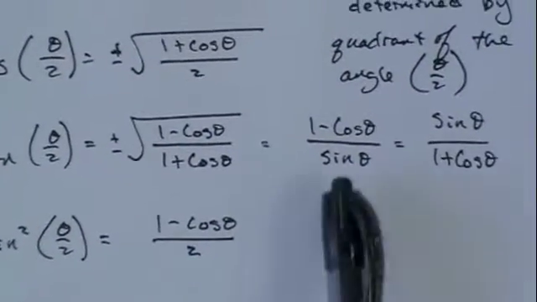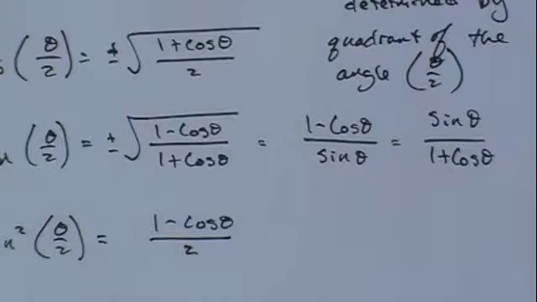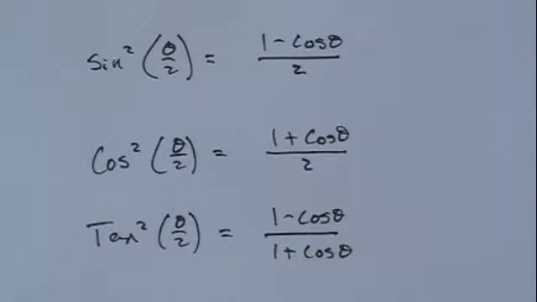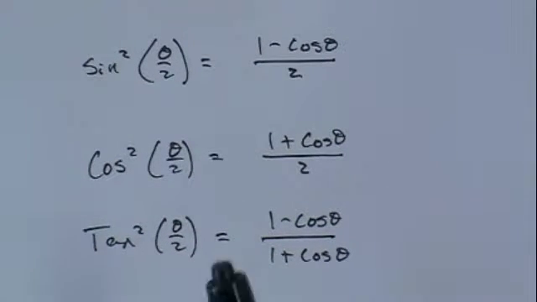For tangent, we also have a couple here that do not have the radical, and we have some half angle formulas here for sine squared, cosine squared, and tangent squared.